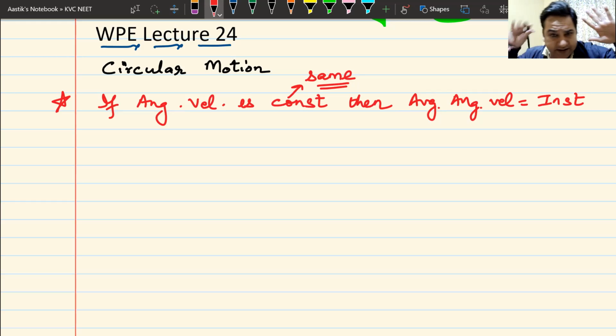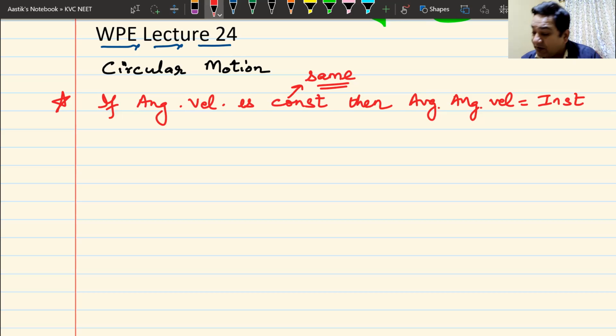Do we understand this? Can I have some raised hands that we understand this? If your angular velocity or speed or power or acceleration, the next term will be angular acceleration, if all these things are constant, then your instantaneous value and average value would be the same. Can I have some raised hands that we understand this? Everyone? Okay, so this point is clear. It is valid for all the terms that we have done so far.